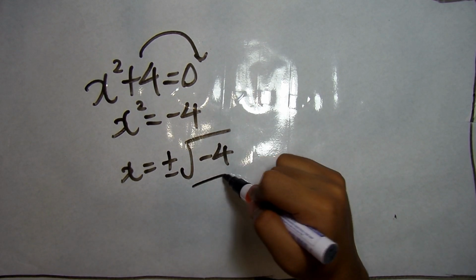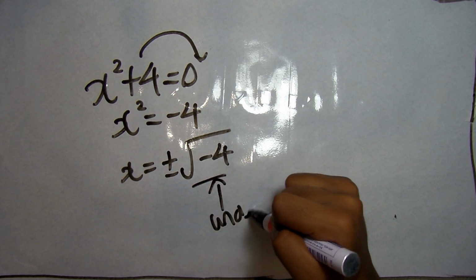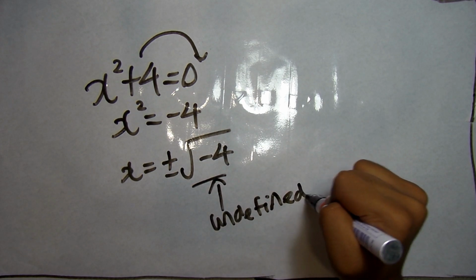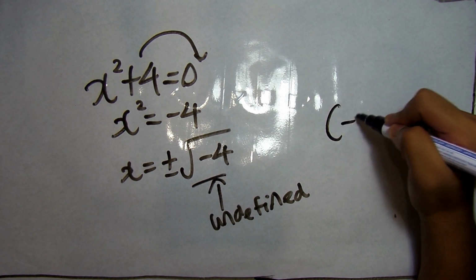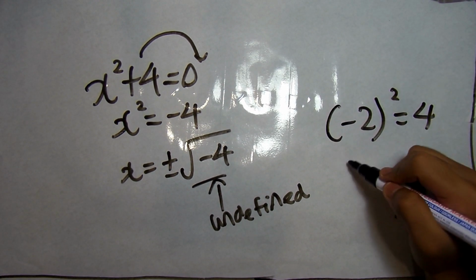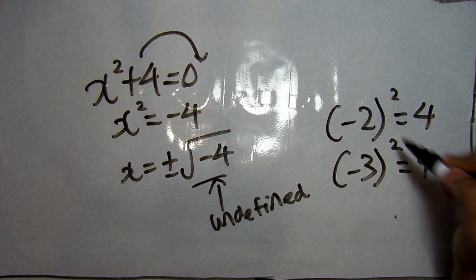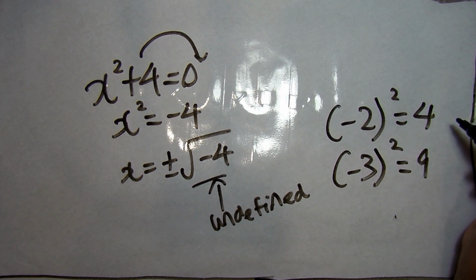Now, what you've been taught in school probably is that the square root of negative 4 is undefined. There is no answer to the square root of a negative number. This is undefined in the real number system because the square of any real number is positive. The square of negative 2 is 4. The square of negative 3 is 9. So the square of any real number on the number line is positive. So therefore a negative square root cannot have an answer. So we face so many difficulties when we see negative square roots.